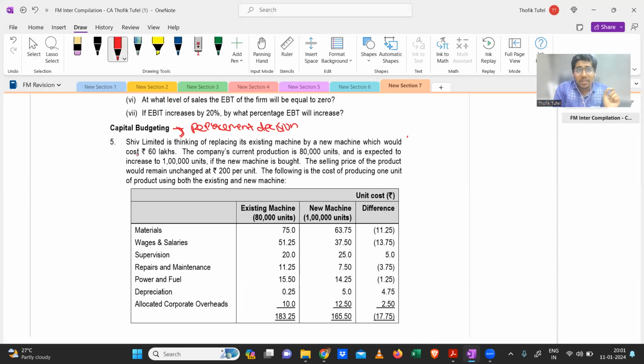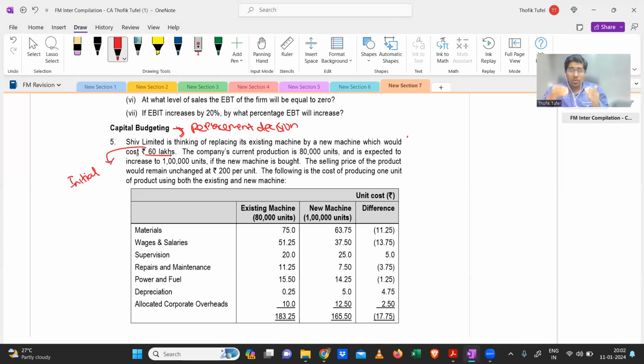Shiv Limited is thinking of replacing its existing machine by a new machine, which would cost 60 lakh rupees. So they want to replace their existing machine with a new machine, which means they want to purchase the new machinery. So this 60 lakh is an initial cash outlay.